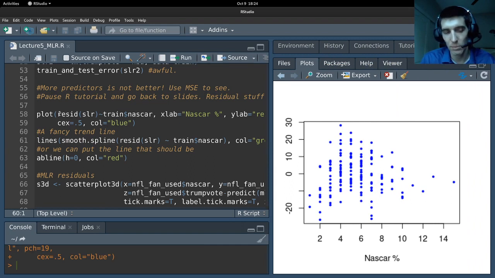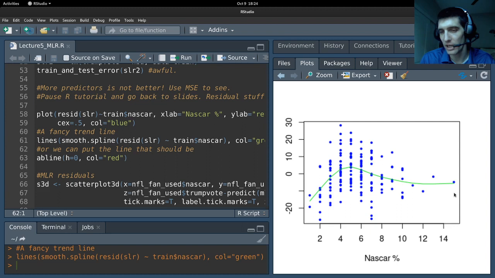So this is a plot of the residuals of that simple linear regression model where we're just predicting from the percentage of search traffic related to NASCAR. So I'm plotting the residuals on the y-axis against the x-axis, which is NASCAR viewing. Okay, and so we see that problem with the residuals that I pointed out earlier, right? Here's the smoothing spline that I put in. Here's how to make a smoothing spline.